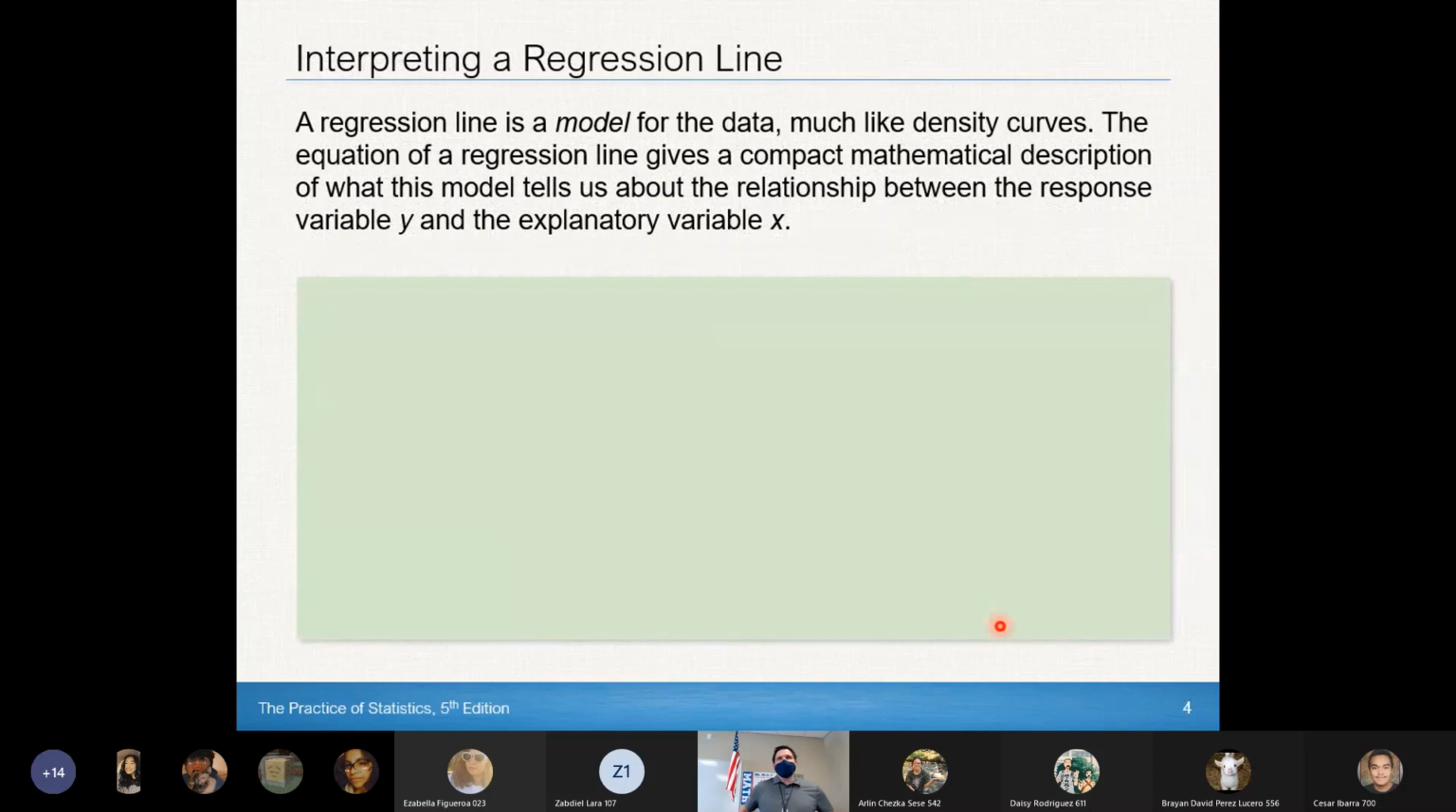A regression line is a model for the data, much like density curves. The equation of a regression line gives a compact mathematical description of what this model tells us about the relationship between the response variable y and the explanatory variable x.